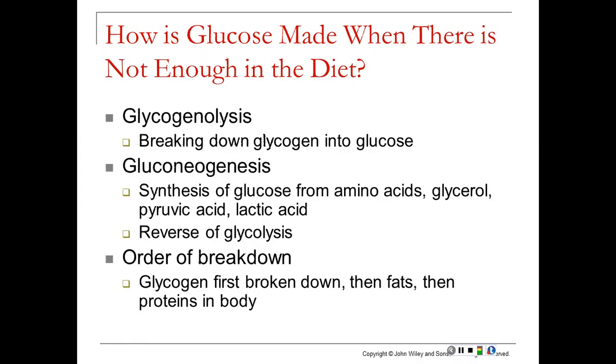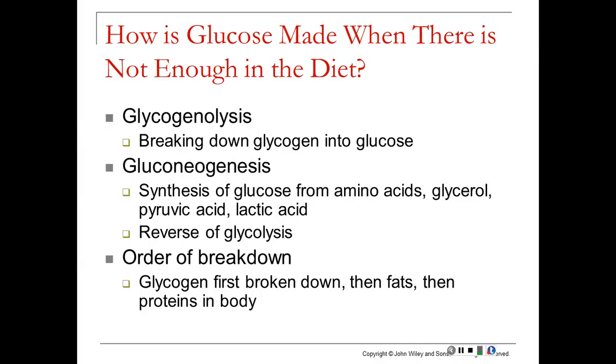So, how is glucose made when there's not enough in the diet? Say you go on a low carbohydrate diet. One of the first processes that will start in your body is called glycogenolysis. This is breaking down the glycogen, which is the stored form of glucose, into glucose. So glycogen is kind of like picking up a whole bunch of glucose molecules and packing them up in a nice little box. And when your blood glucose levels are low, you break out the box of glycogen and start picking off the pieces of glucose and tossing it back into your blood.